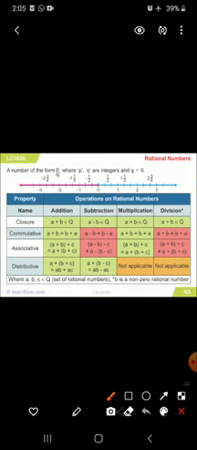Next, let us see the table. See, in the associative property, addition and multiplication got satisfied. Subtraction and division did not satisfy. Whereas for the distributive property, we only have addition and subtraction. Multiplication and division are not applicable.